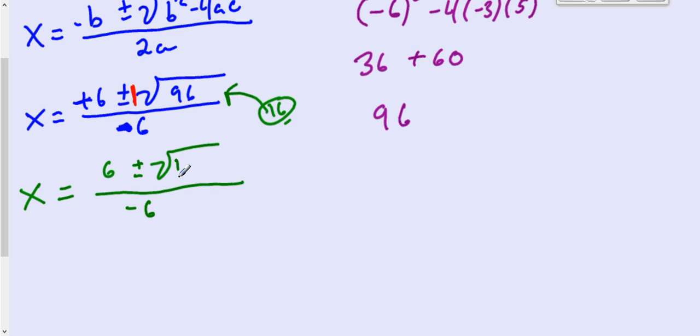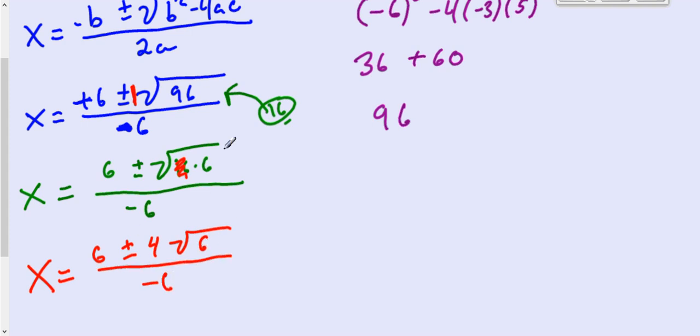So we have 16 times 6 underneath the radical. I can square root the 16. That's 4. I cannot square root the 6, so it stays underneath. We still have the negative 6 underneath.